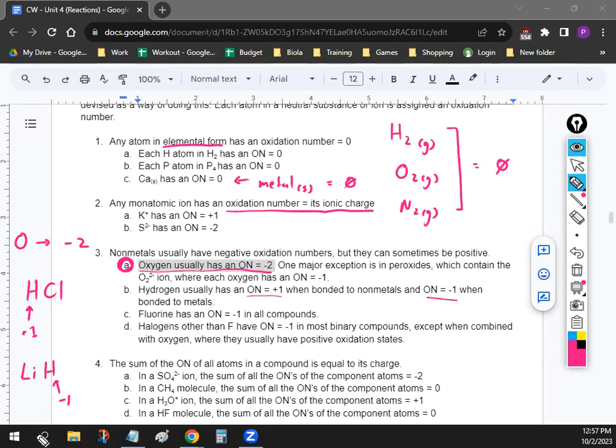All right. So in addition to oxygen, this is also an important one. Fluorine is always -1. Always, always, always. And there's no exceptions to this. So this is a rule that you can actually trust in.